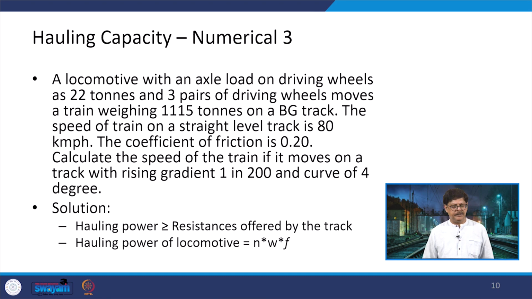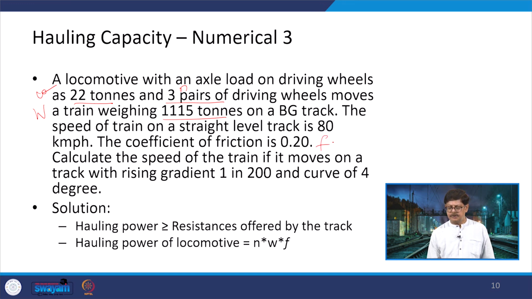Now, the next numerical which we can see here, again the conditions are given the same, that means 22 tons which are coming on a driving wheel axle combination. There are 3 pairs of driving wheel axle combinations, and there is a weight of the train which again is 1115 tons. So, we have small w, we have n, we have capital W being given there, and the speed of the train on the straight level track is 80 kilometers per hour. So, this is a capital V.